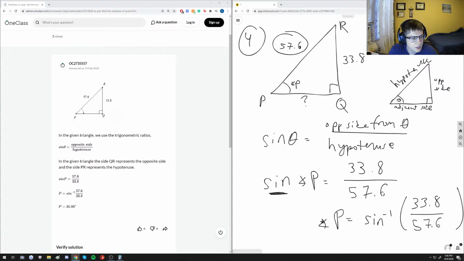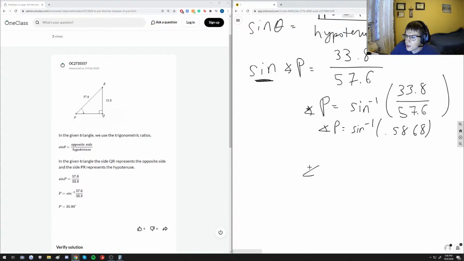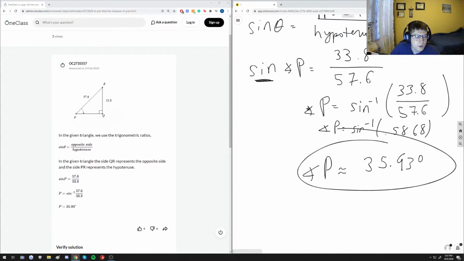So 33.8 divided by 57.6. I'm just going to take this decimal equivalent. Okay, so this decimal equivalent right here, it was angle P is equal to the sine inverse, and it was approximately 0.5868. And if we plug this into any calculator, we get that angle P is approximately equal to 35.93 degrees. And that right there would be our answer.